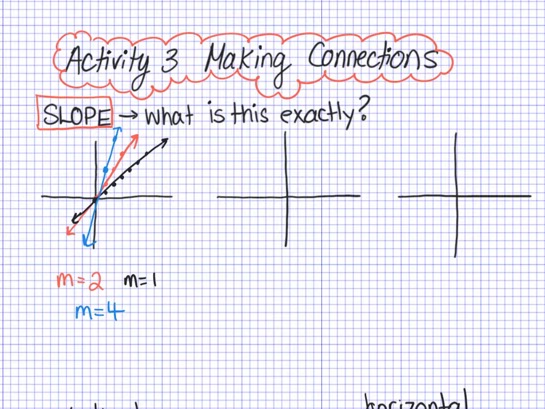What do you think a slope of 0 would look like? If you guessed a horizontal line, you would be right. If you had a slope of 0, it's like you're going up nothing and over 1. Up nothing, over 1. So that's going to be just a horizontal line. No steepness at all. It's totally flat.